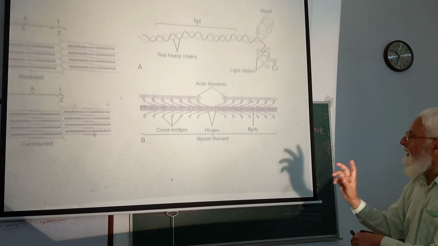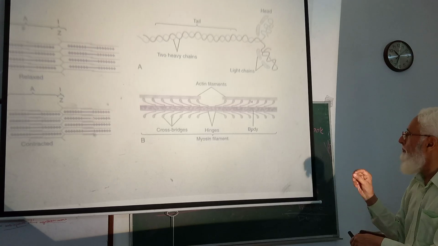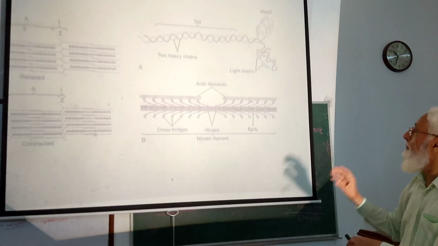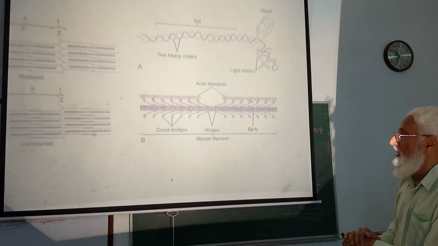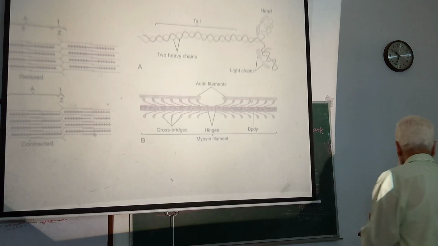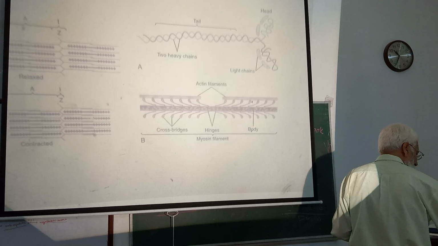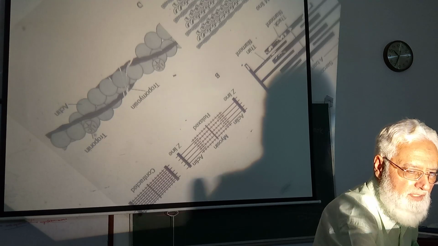I told you in each myosin filament there are 200 molecules of myosin. So this was about the myosin protein present in the myosin filament. Now we come to the other proteins, actin. The actin protein forms the basic skeleton of the actin filament.